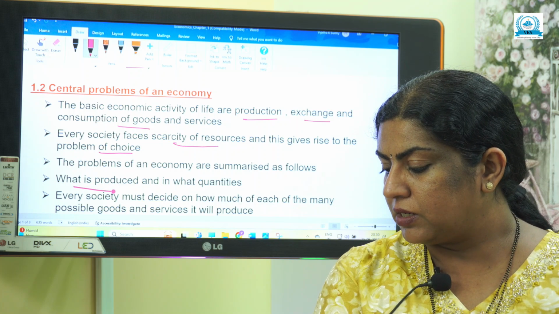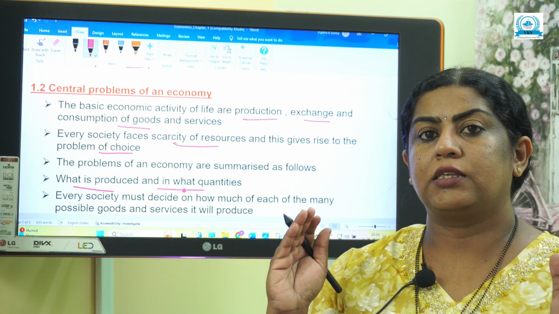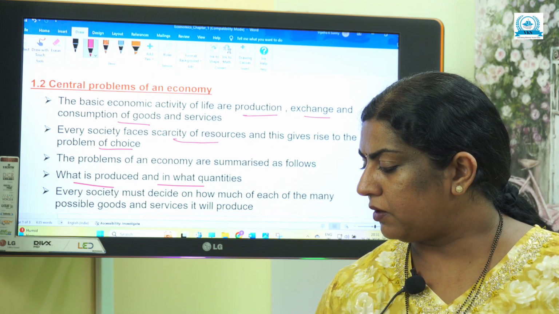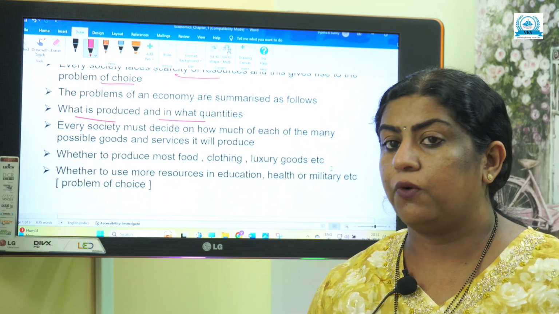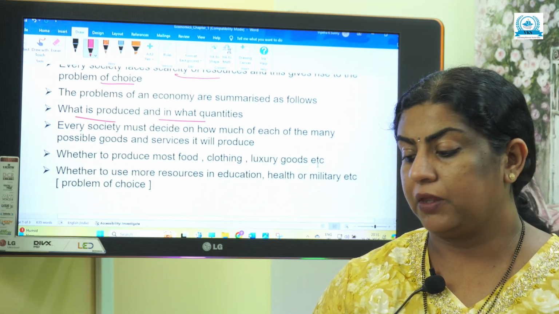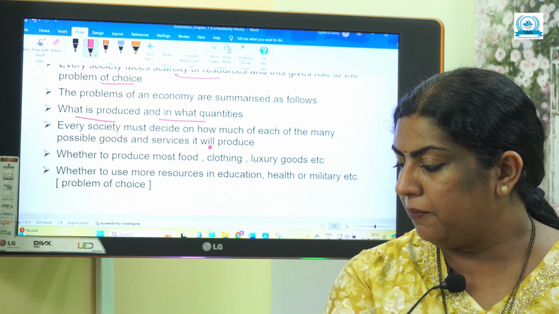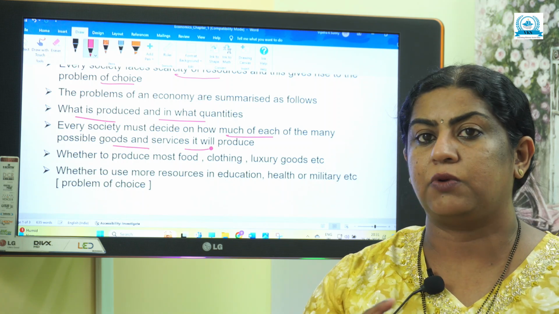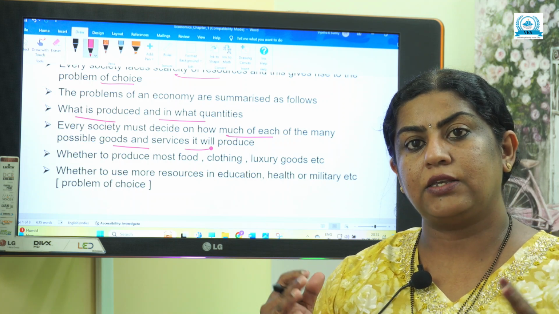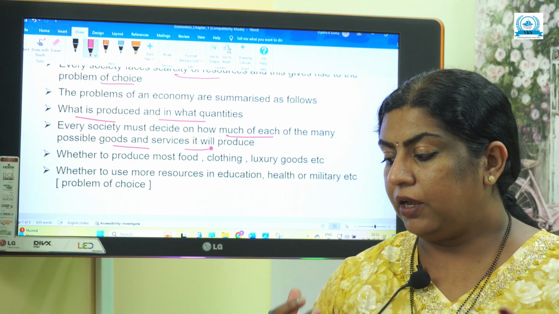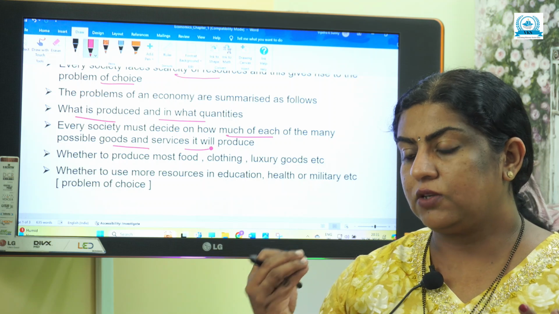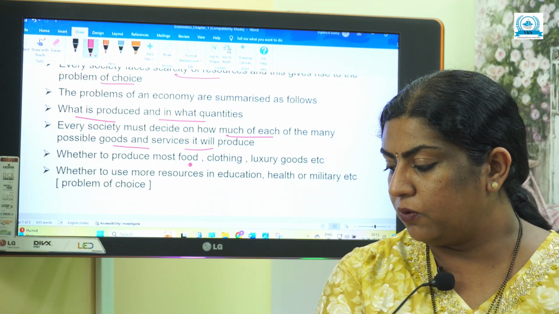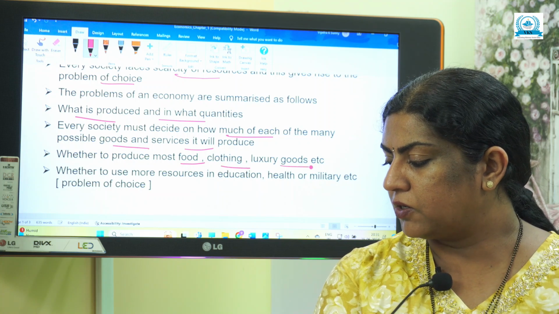What is produced and in what quantity? That is the first problem a society faces. Every society must decide how much of each of the many possible goods and services it will produce. First, a society has to decide what to produce. Then it has to decide how much of each good and service it will produce. For example, whether it should produce more food, more clothing, more luxury goods, etc.